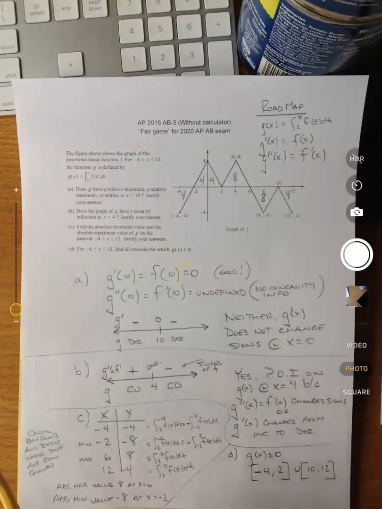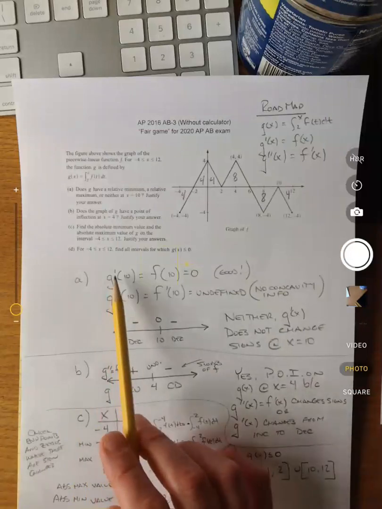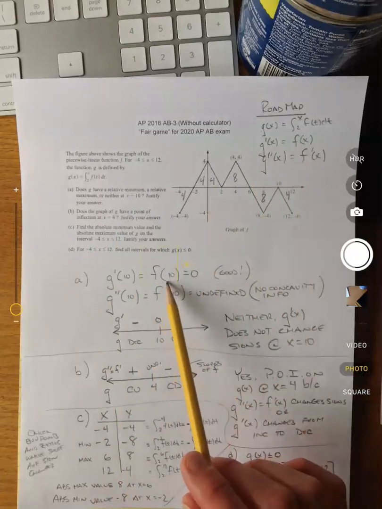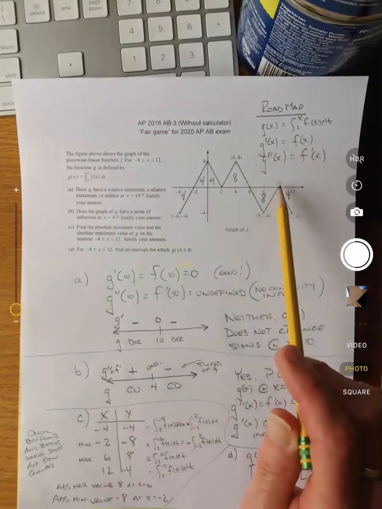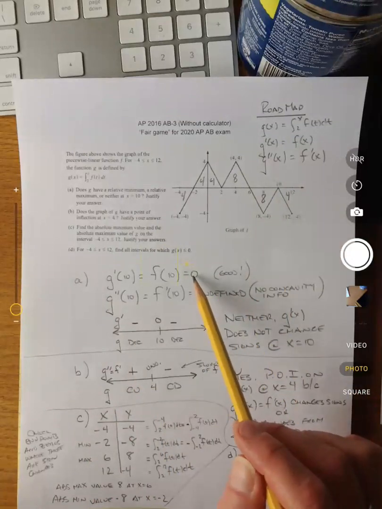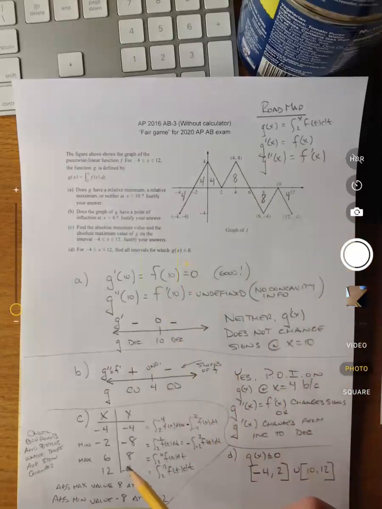Does G have a relative min, max, or neither at 10? So in order for G to have a max or min, the derivative, remember, has to be equal to 0 or undefined. So I check what G prime of 10 is. Well, G prime is F, and F of 10 is 0. It's just literally that point right there. So that's good, that means I'm in the game. If this was not 0 or undefined, then done, game over, it's neither.